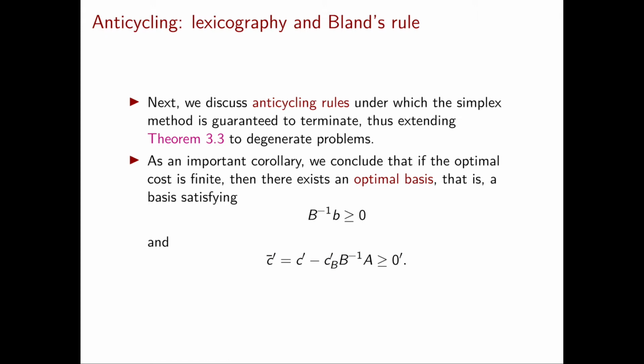Fortunately, this doesn't happen for every pivoting rule. And in the rest of the video, we will see 2 specific pivoting rules that guarantee that the simplex method never cycles. These are called anti-cycling rules. In particular, using these anti-cycling rules, we will obtain that the simplex method will always terminate, and this will allow us to extend the theorem 3.3 to degenerate problems.